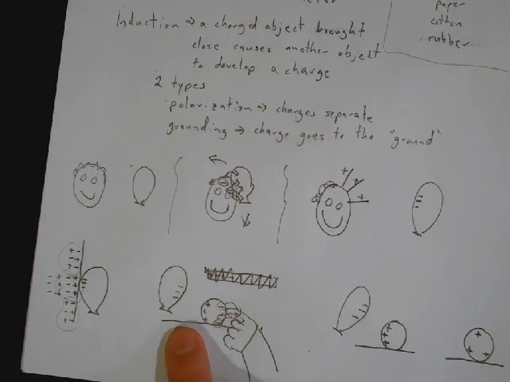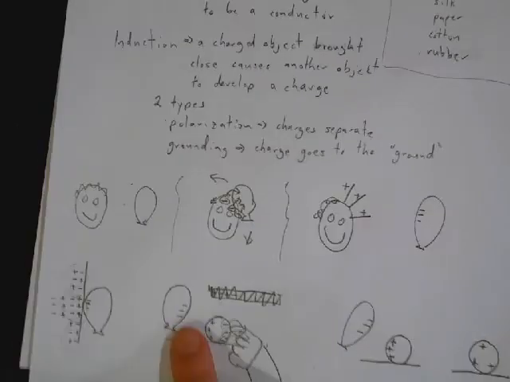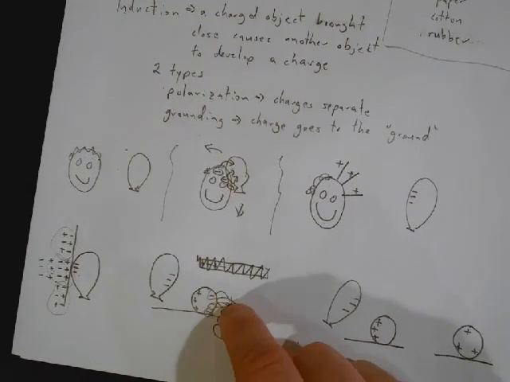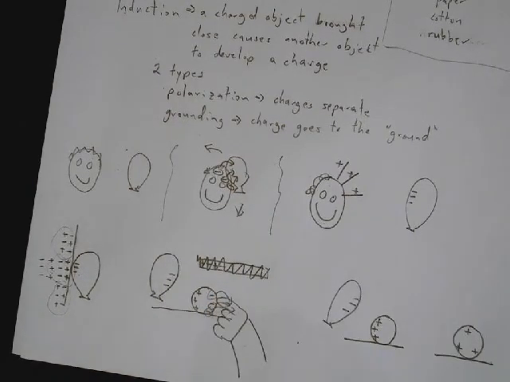But remember, induction with grounding only happens if you have polarization first, and then while the polarization is going on, you then touch it or bring something to allow the charge to get even further away and go to the ground, and then you take that charge away. Hopefully that makes sense.